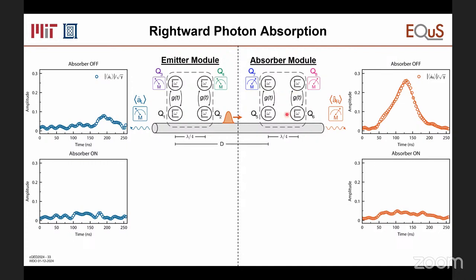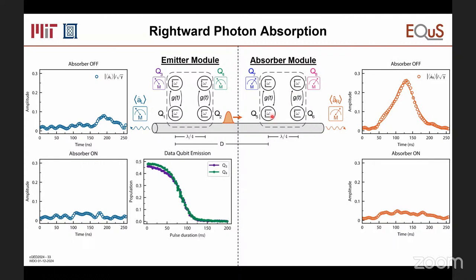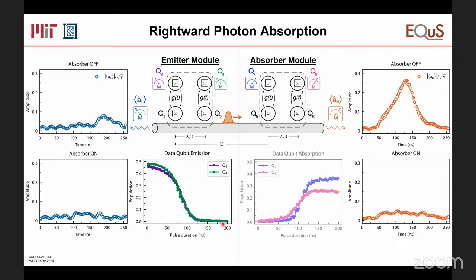We then turn on the absorber and you see that very little of that photon now goes to room temperature, which presumably means it was absorbed. But we're measuring those qubits as well, so we can see how much of it was absorbed. In fact, we see the emission as the emission happens, and we see the absorption as the absorption happens. And you can see it's not perfect. There are things we still need to work on.